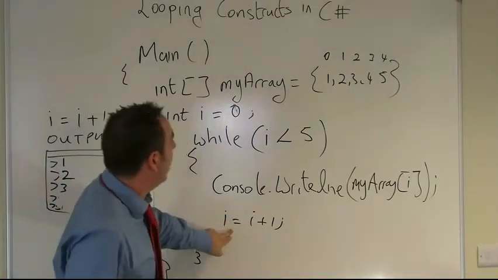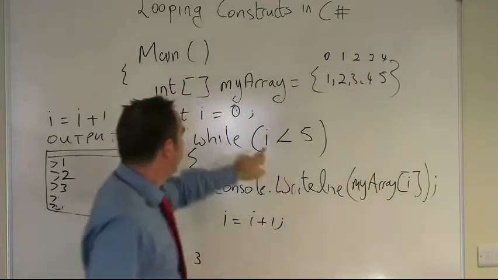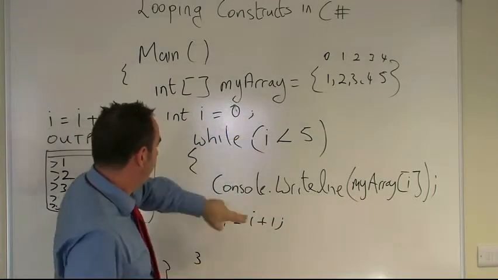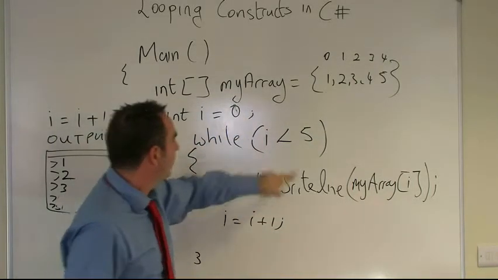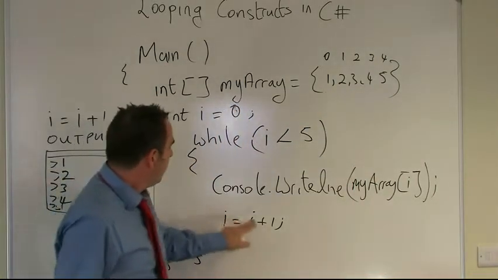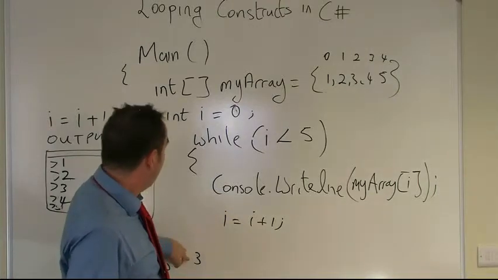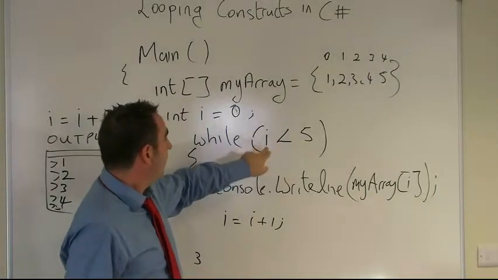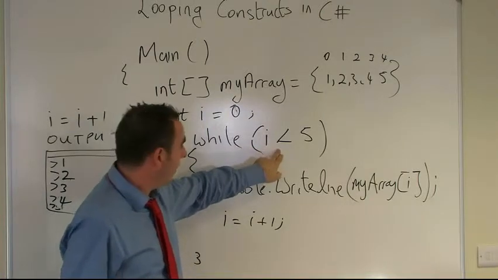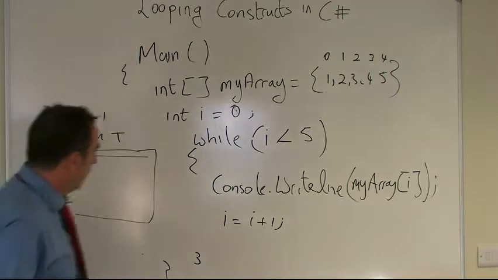Then we'll go down here, I gets incremented again. We'll go from 2 to 3. Is 3 less than 5? Yes. We'll go in here, print out position 3, which is 4. I gets incremented again. It goes from 3 to 4. End our loop. Come back up here. Is 4 less than 5? Yes, it is. So we print our line again, and 5 is printed to the screen.